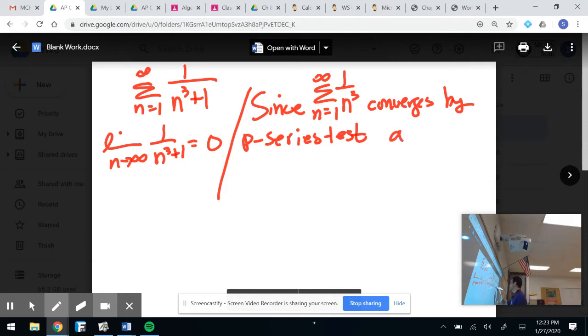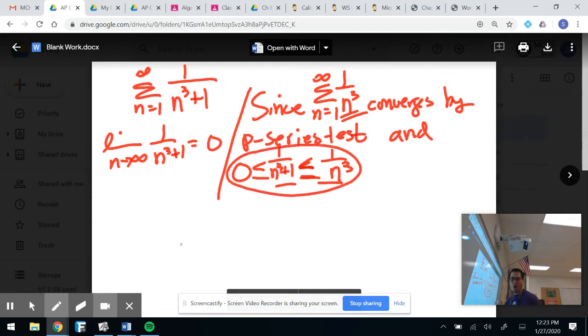Since I'm comparing this to something and using a direct comparison test, I need an inequality. The only way this particular situation would help me out is if I fill in these two blanks, if this came at the end. Because if that converges and this one in the middle, our 1 over n cubed plus 1, fits in the inequality, then I'm golden, I'm done, DCT.